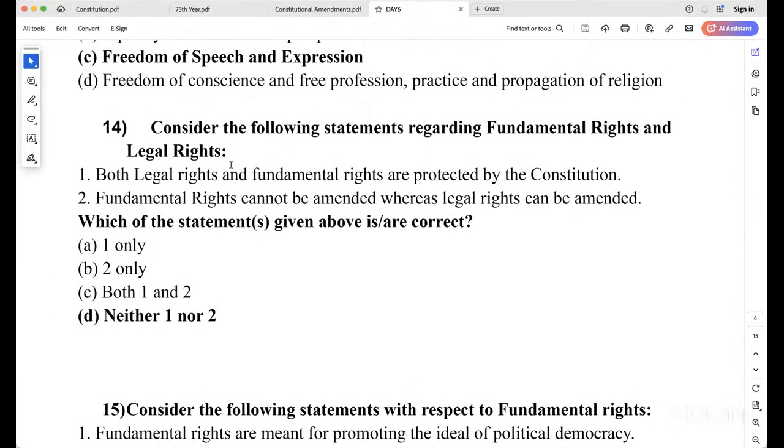See, the question is, both legal rights and fundamental rights are protected by the constitution. Okay, keep this question as a whole. We will discuss it. Just keep that as a whole.